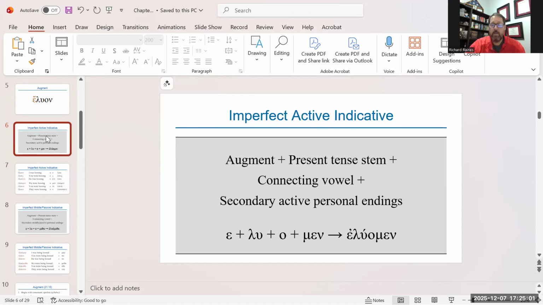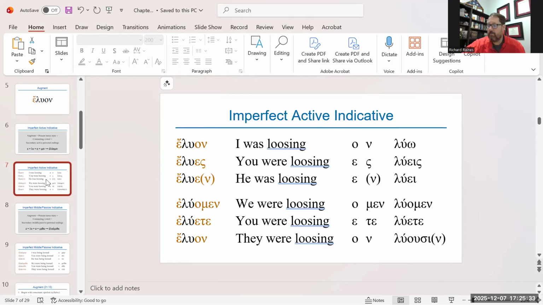So you start with the augment plus the present tense stem, right? You have a connecting vowel, and then you have your active personal endings. The way that plays out, you see eluamen, and that would be the imperfect active indicative. Here is the paradigm for the imperfect active indicative.